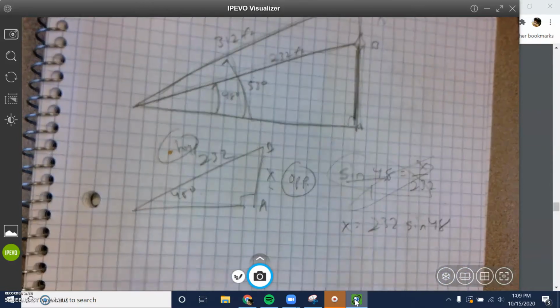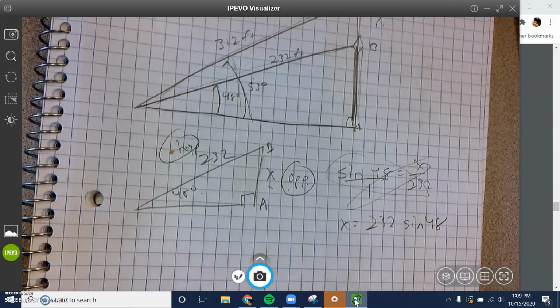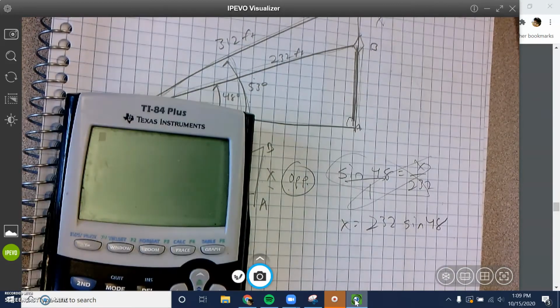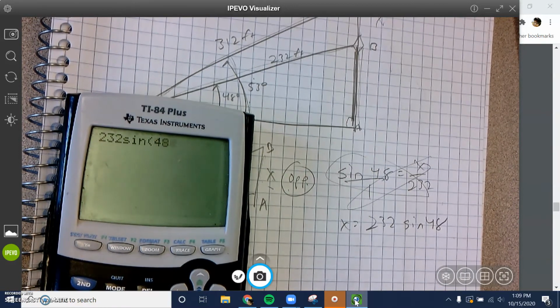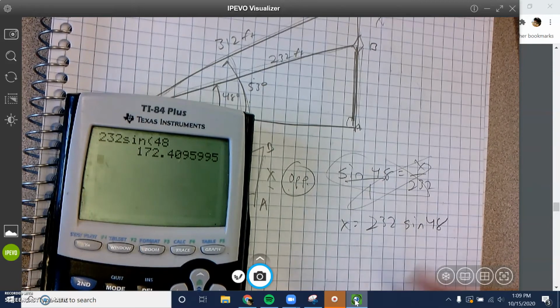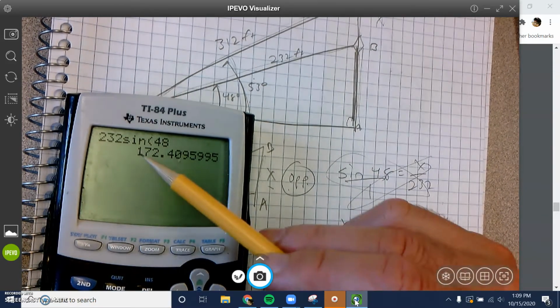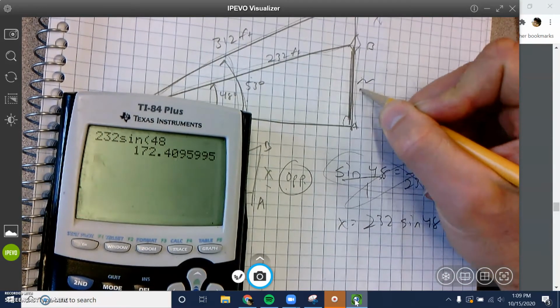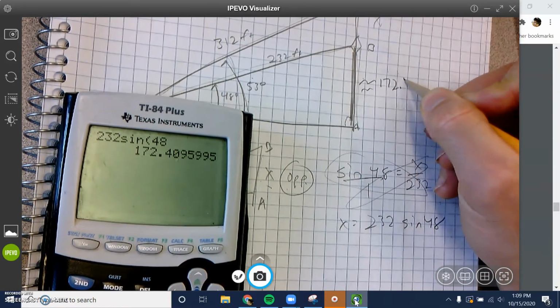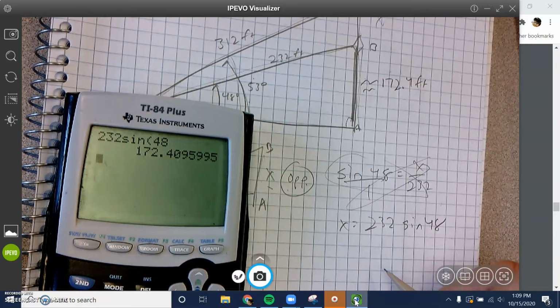You're writing this down if you didn't get it, because you're expected to do these on the ACT. 232 sine 48, bam, so this is approximately 172.4 feet. So this is approximately 172.4 feet in the air right now.